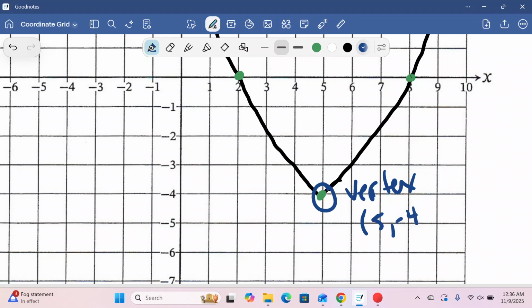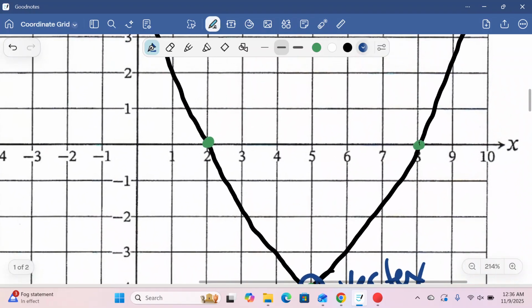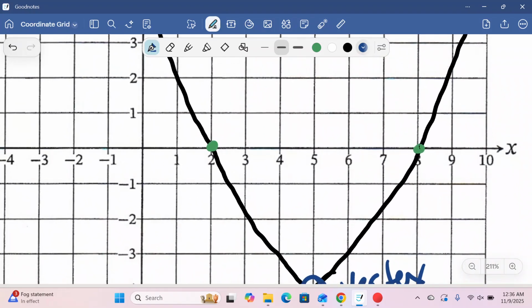Wherever they meet, the first one is your x value, and the second one is your y value. As you can see there, they do meet at (5, -4). That is your ordered pair. We're looking at our x-intercepts, which are also called zeros. This one does have two x-intercepts. We have an x-intercept right here, and then we have another x-intercept right here.